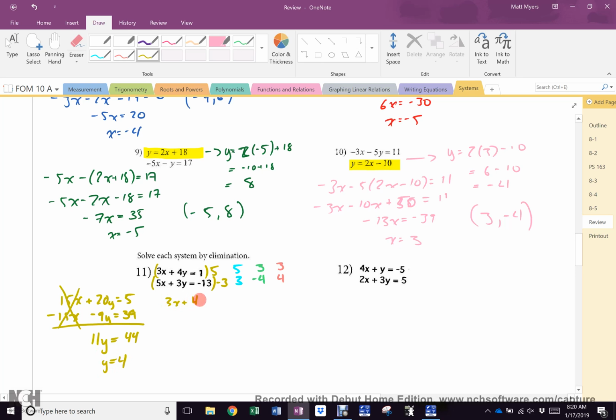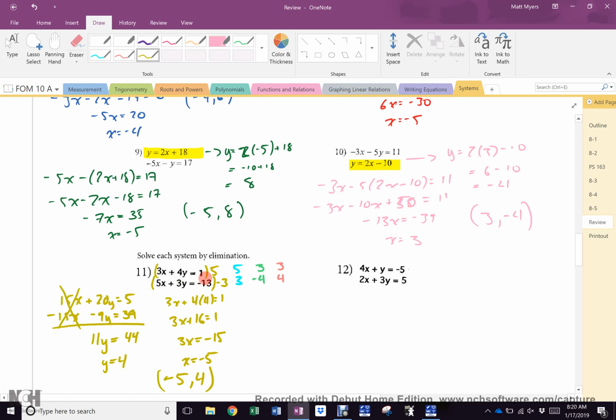Then that y can go anywhere I like. 3x plus 4 times 4 equals 1. 3x plus 16 equals 1. 3x equals negative 15. X equals negative 5. Negative 5, 4. And then, of course, I check. When I check, do I need to check both of them? Do I need to? I just used this one to get this answer, didn't I? So I really only need to check this one. Negative 25 plus 12 is negative 13.